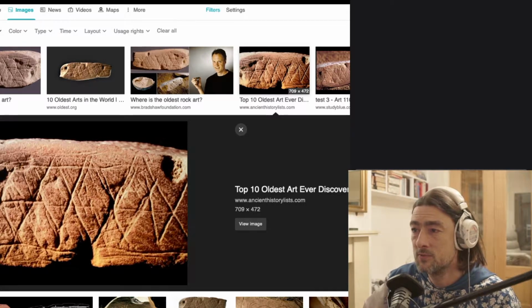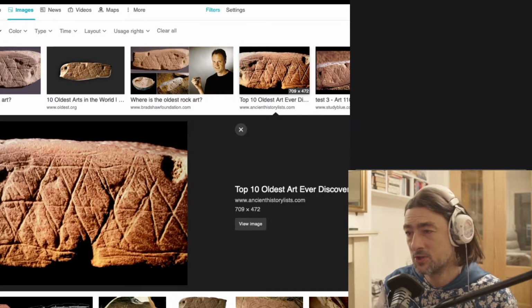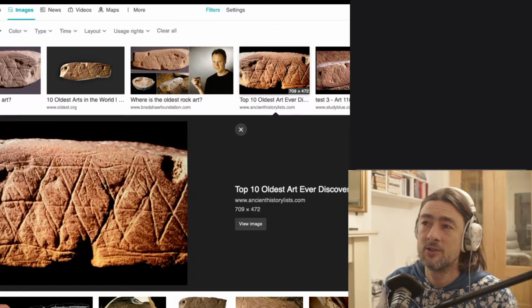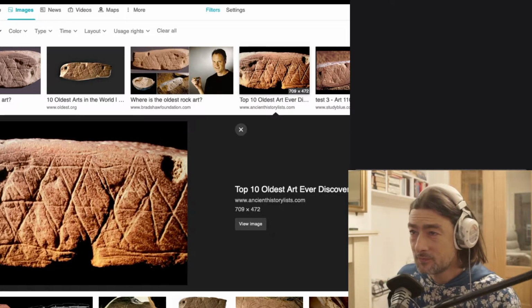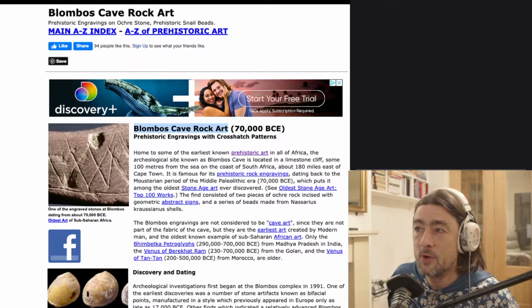Maybe it symbolises the passage of time, this almost mountainous structure progressing. Or maybe it's a pattern. It's so cool, isn't it? It's so cool. That was the Blombos.